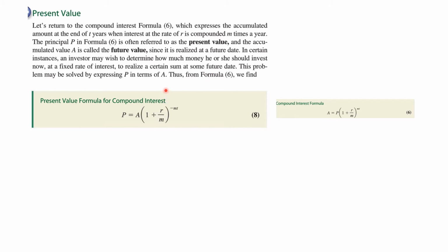This problem may be solved by expressing P in terms of A. So we go over here to this formula and we just solve for P. That means we divide by the coefficient of P, this number, and when you divide, you get a negative exponent. So this is the formula for the present value.